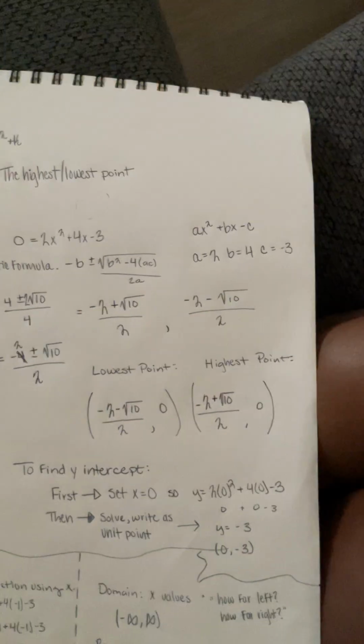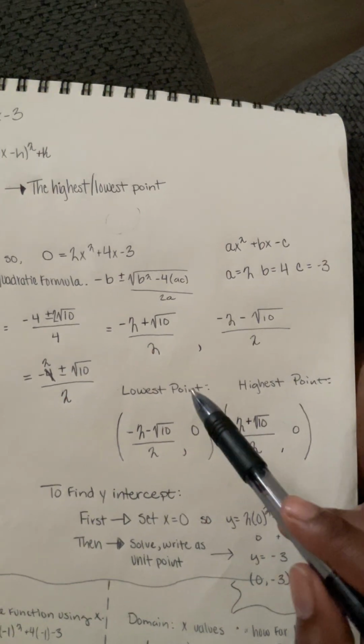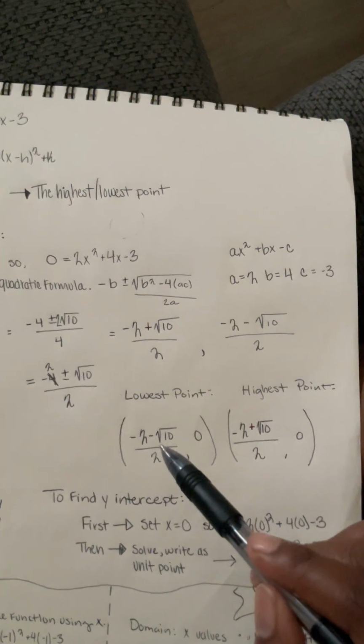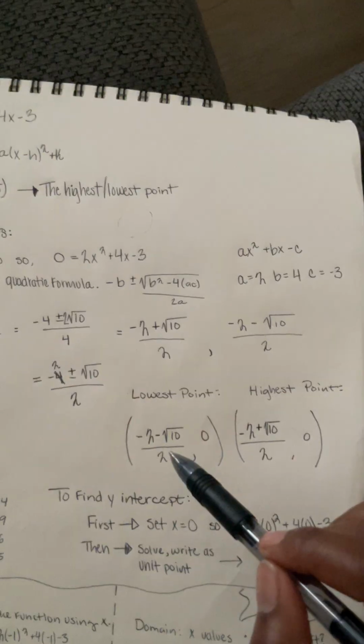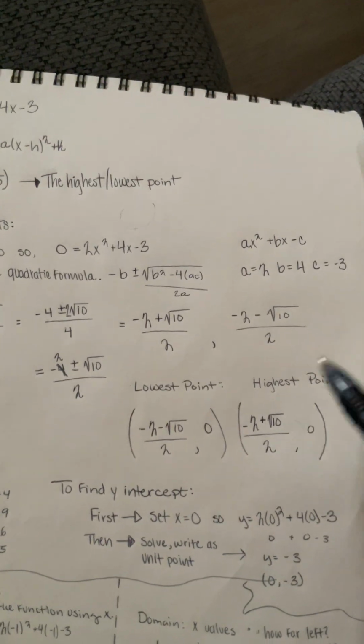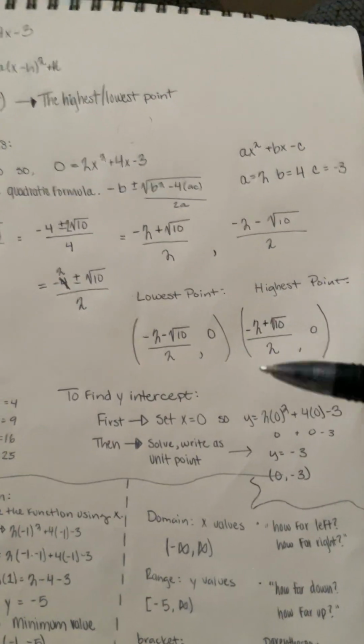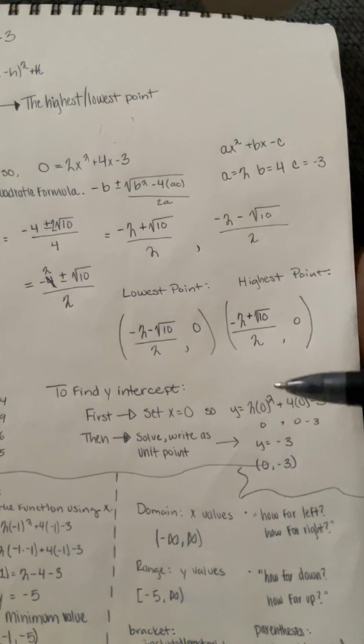All right, now your work says find the lowest and highest point. This is going to be the lowest point because think about it, it's plus or minus. Whenever you subtract something, it becomes the lowest. Whenever you add something, it becomes the highest. Now, when we're looking for the y-intercept, it's saying to set it equal to 0.